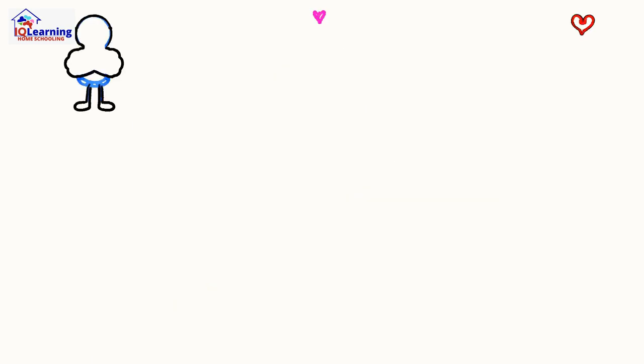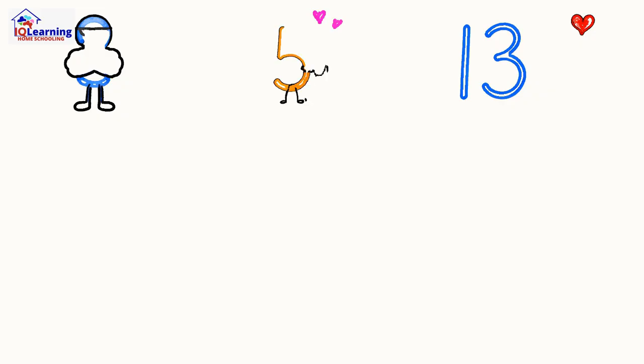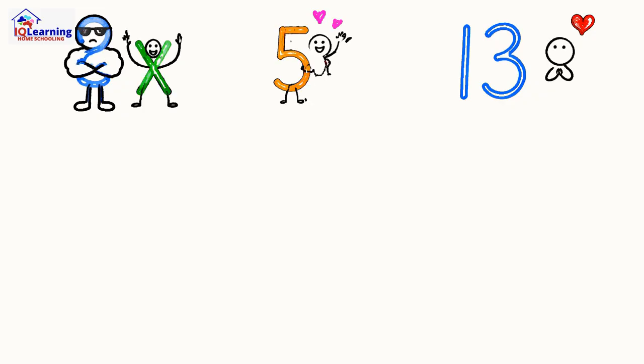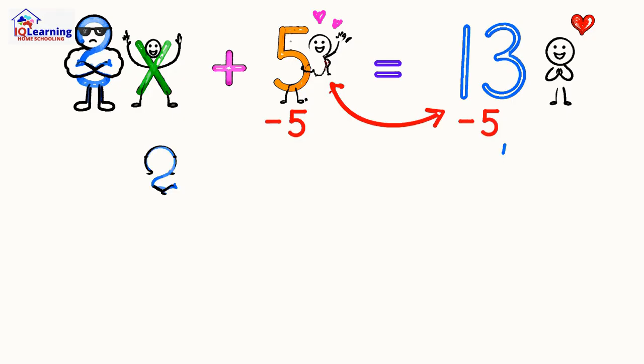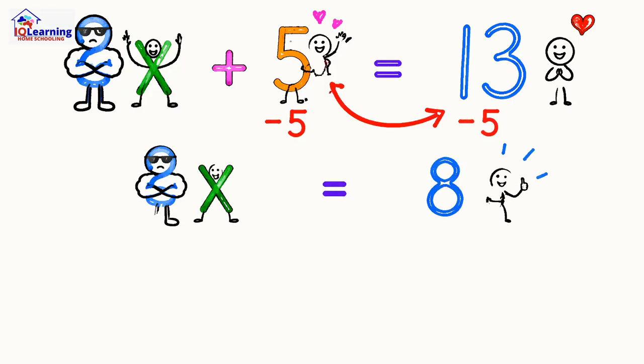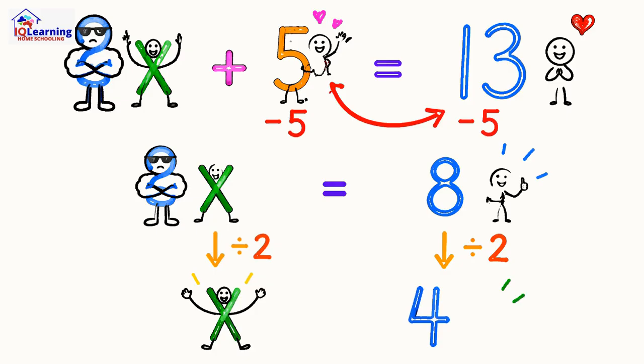Take the equation 2x plus 5 equals 13. The plus 5 is the fan. We ask it to move by subtracting 5 from both sides to keep things balanced. Now we have a simpler problem. 2x equals 8. Now we deal with the bodyguard, the 2 that's multiplying the x. We undo it by dividing both sides by 2. Suddenly, x is alone, and we find that x equals 4.